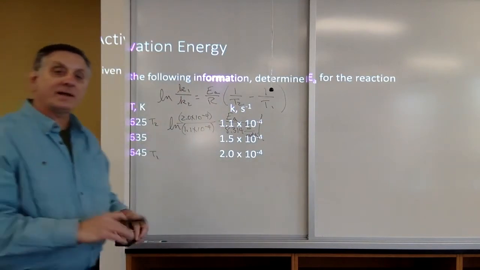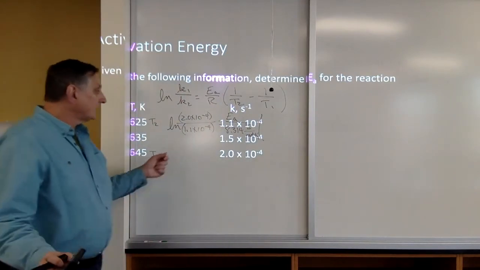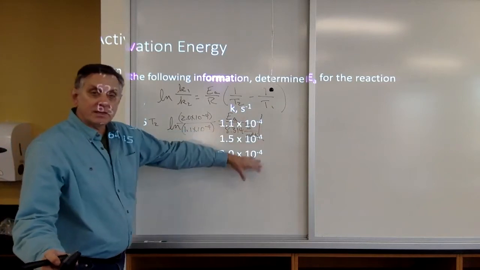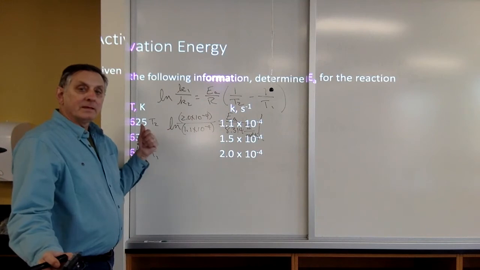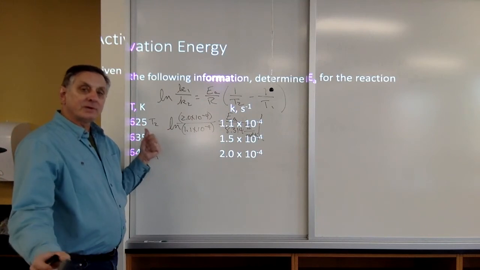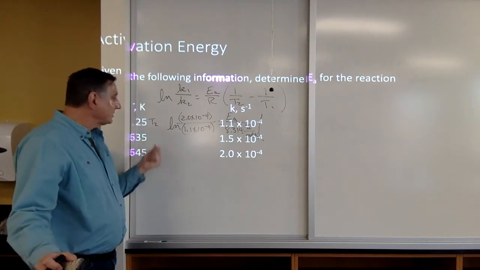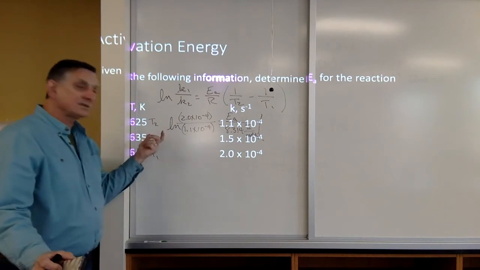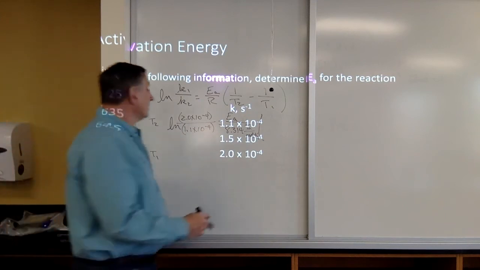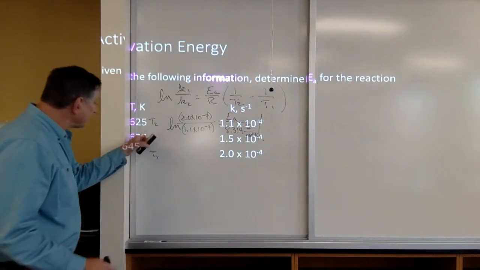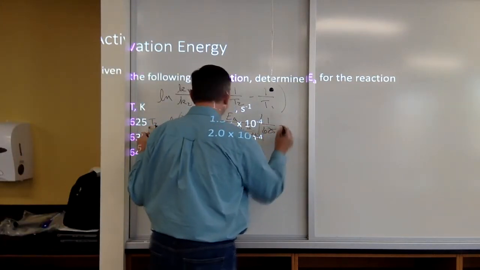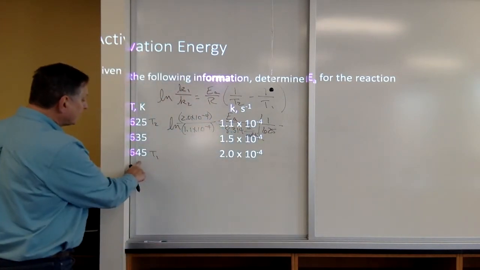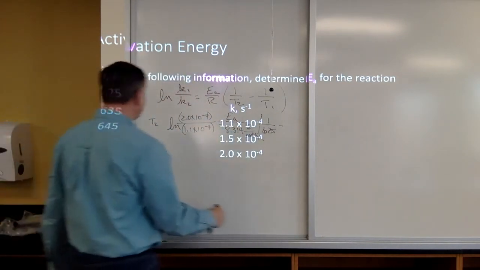Do you see why it helps? Notice what I did. I physically labeled which one was which, 1 and 2. I would urge you to do that whenever you have a problem like this. Write down what those labels are because it's easy enough to get these things twisted around. 1 over T2, that's 625. 1 over 625 kelvins minus 1 over 645.